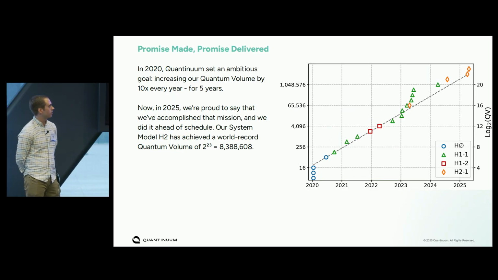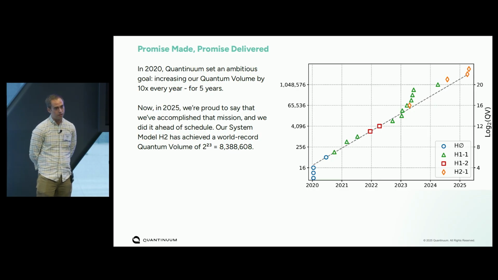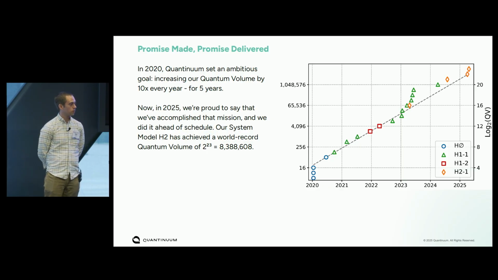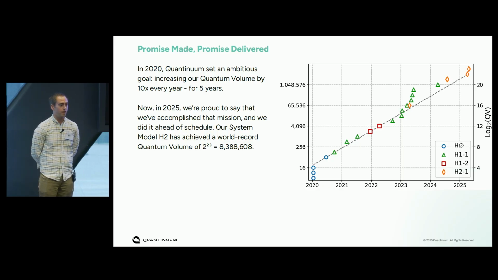This one is kind of special for us because back in mid-2020, if you see the little blue circle there, we made a promise to improve our performance in quantum volume by 10 times every year for 5 years. And so 2 to the 23 takes us to the end of that commitment, actually.